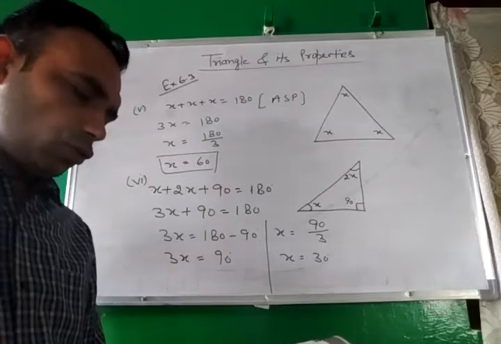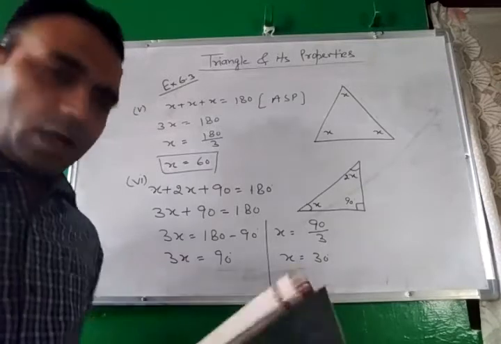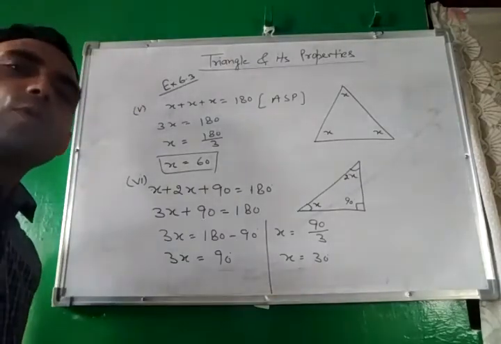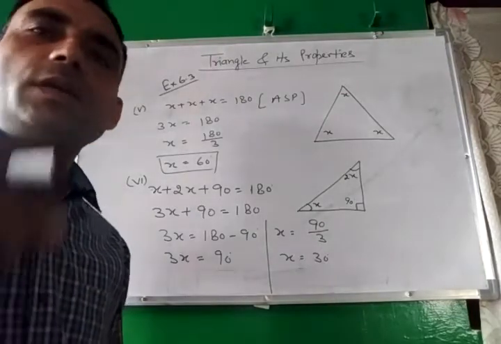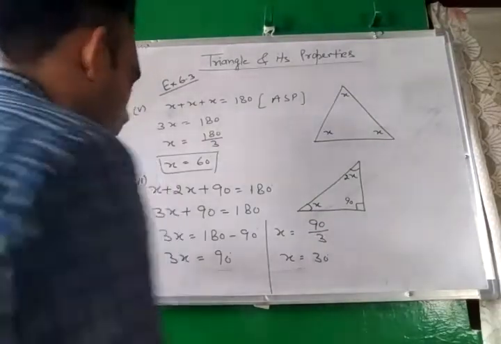Now question number 2. Find the value of the unknowns x and y in the following diagrams. We have to find the values of x and y and we will use both the properties simultaneously, that is, exterior angle property and angle sum property.